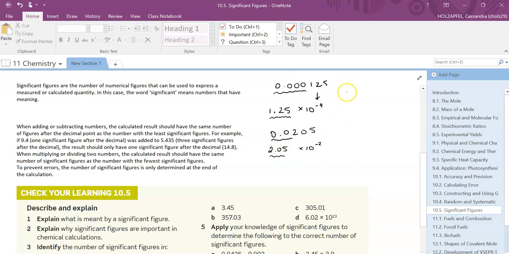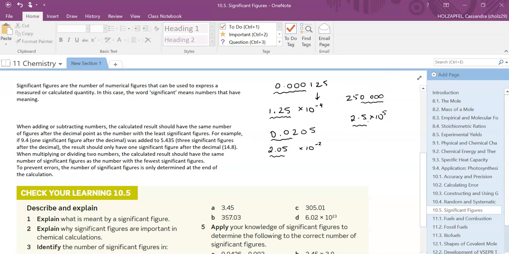Now, going the other way, let's do a large number. So if I had 250,000, again, these zeros here, I'm assuming are just going to be placeholders. If I was going to write this using scientific notation, I would write this as 2.5 times by 10 to the power of 1, 2, 3, 4, 5. And so this would actually only have 2 significant figures.